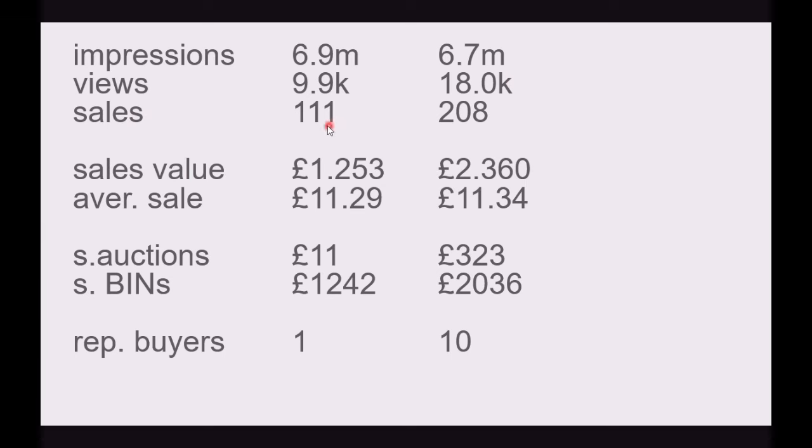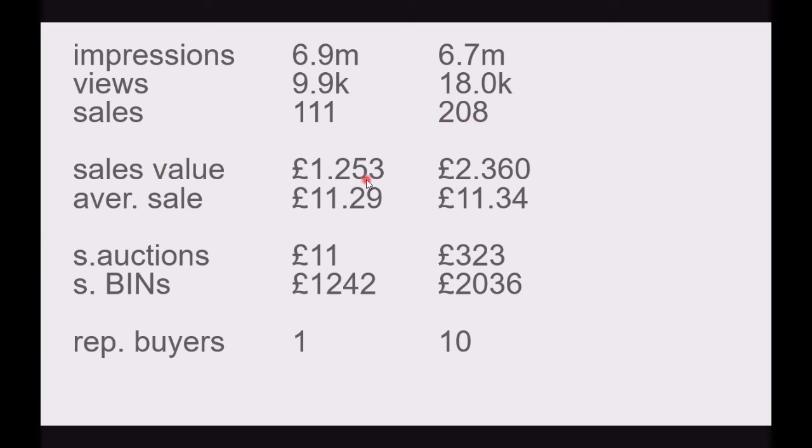Sales, again, from 111 to 208. Again, basically twice as many. Why? Because I've got twice as many views, and if my conversion is roughly the same, then I've got twice as many sales.